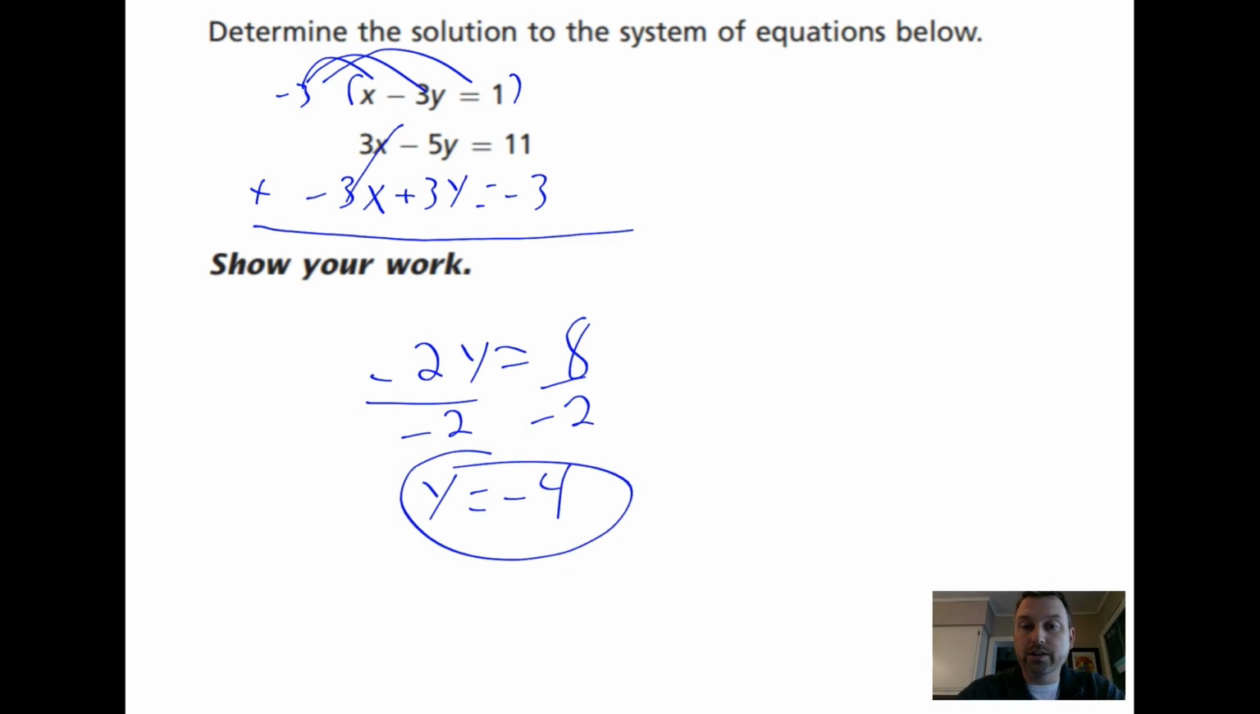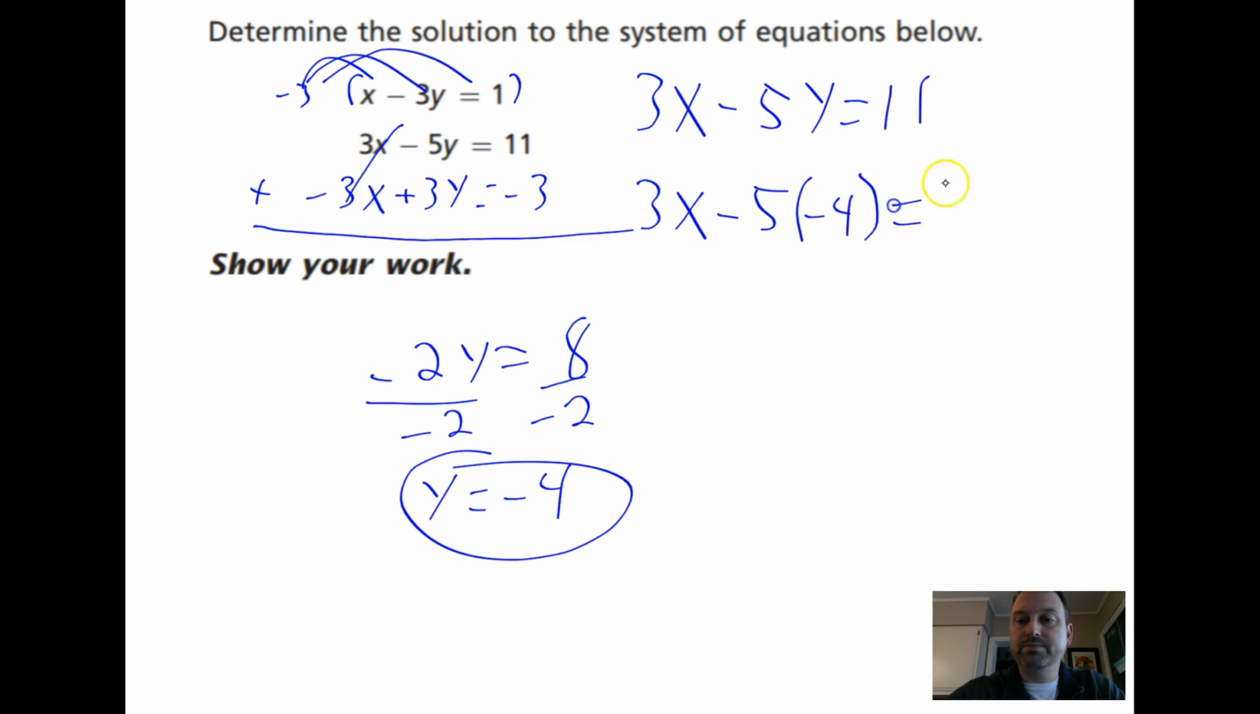But we're not done. We've got y, we need to figure out x. When you know y, how do you get x? Plug it in, plug it in. I hear OB saying it right now. She's loving that. It doesn't matter which equation you use, so I'm going to use the second equation: 3x minus 5y equals 11. Since y equals negative 4, where I see a y, I'm replacing it with negative 4.